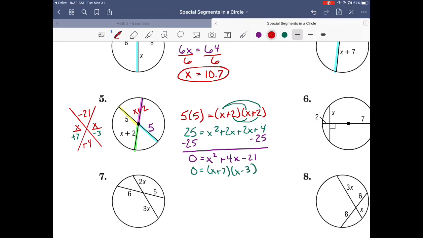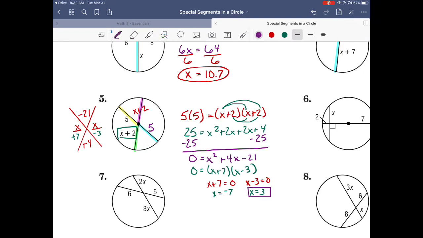Okay, set each factor equal to 0. And x equals negative 7, x equals 3. Again, if I plug in negative 7 here, negative 7 plus 2 is negative 5. That does not make sense, so my answer has to be 3.